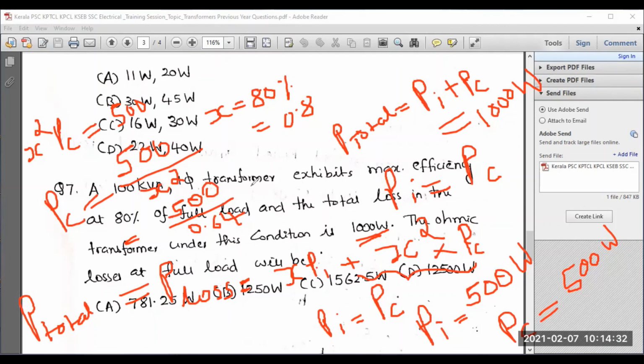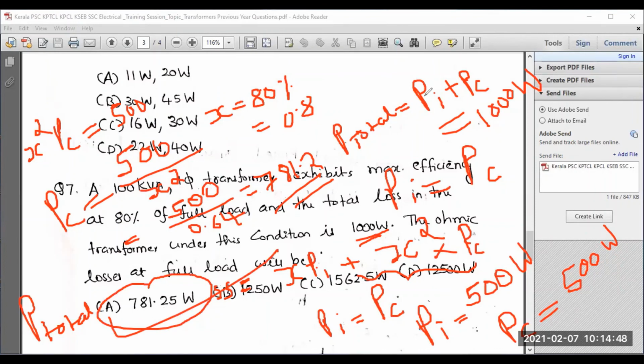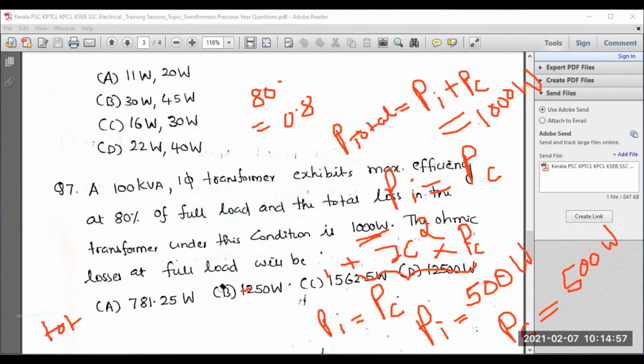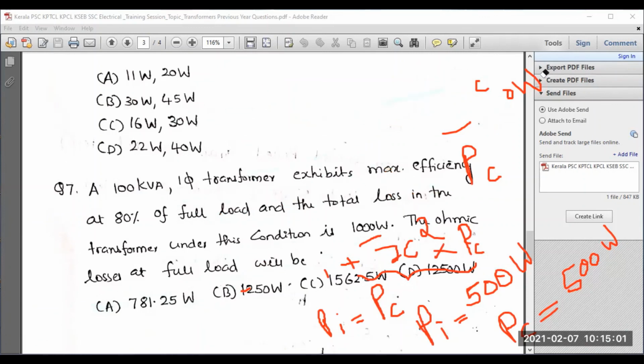So I can go for option A. 781.25, that's the right answer. So I can go for the first option. Definitely, option A is the right answer for 781.25. So this is the way to solve this question. Try to solve it fast. Use the formula appropriately. Write down all the formulas and equations systematically. Study what is the condition for maximum efficiency.